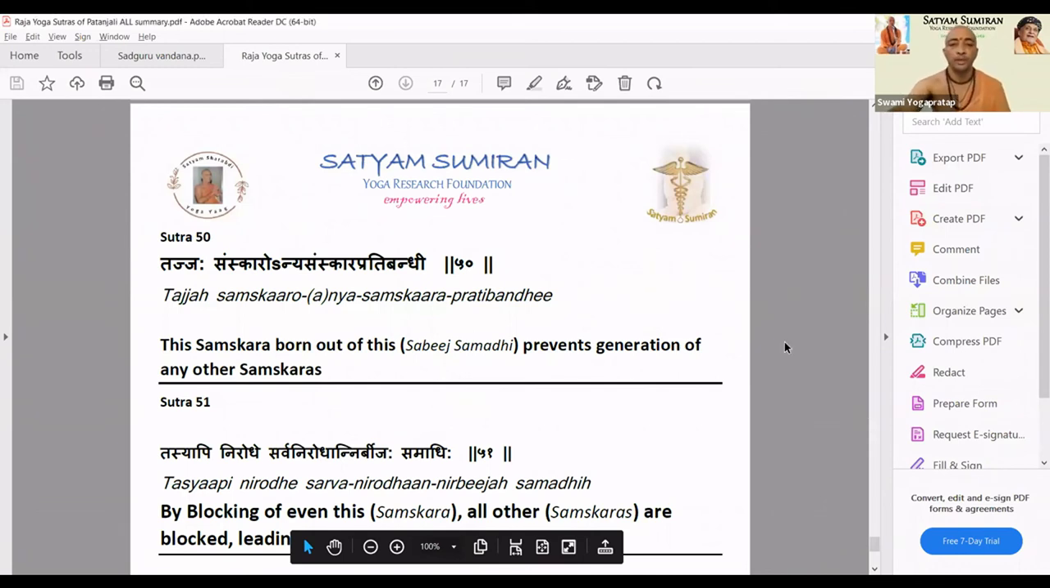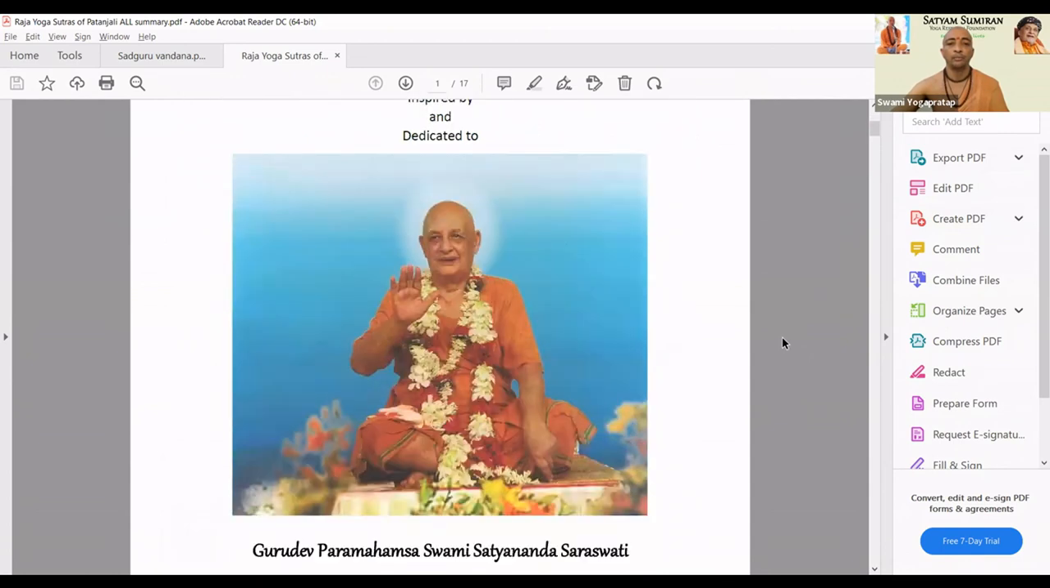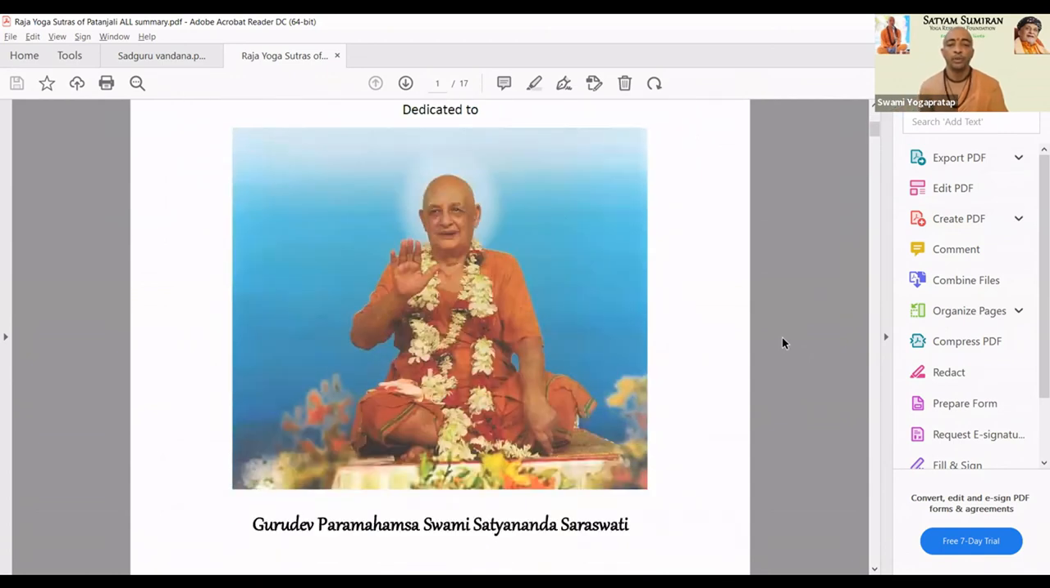Om Tryambakam yajamahe sugandhim pushtivardhanam, urvarukamiva bandhanam mrityor mukshiya mamritat. Om Shanti, Shanti, Shanti.